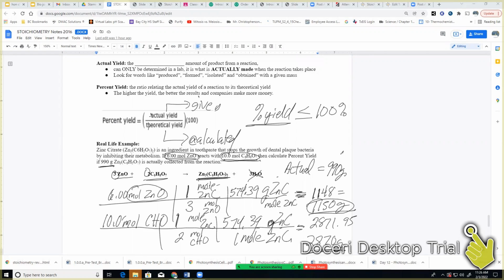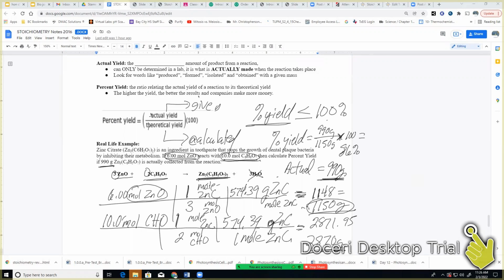So to do my last calculation to get to the percent yield, I'm going to take my actual, which we said was the 990, divided by what I calculated the theoretical to be, and multiply it by 100. And at this point, because that 990 is just 2 sig figs, I want my answer to just have 2 sig figs. So you should get 86%.